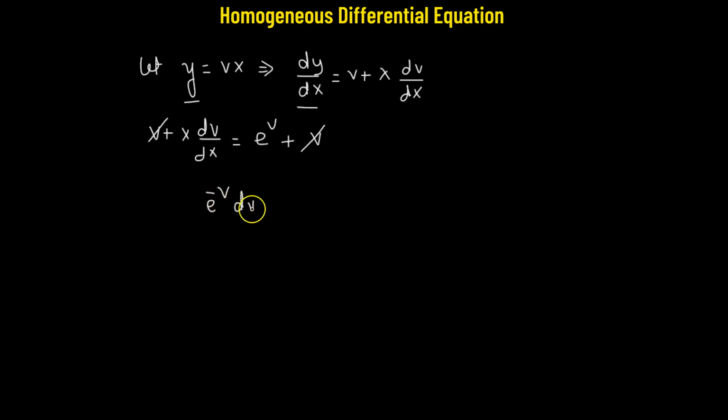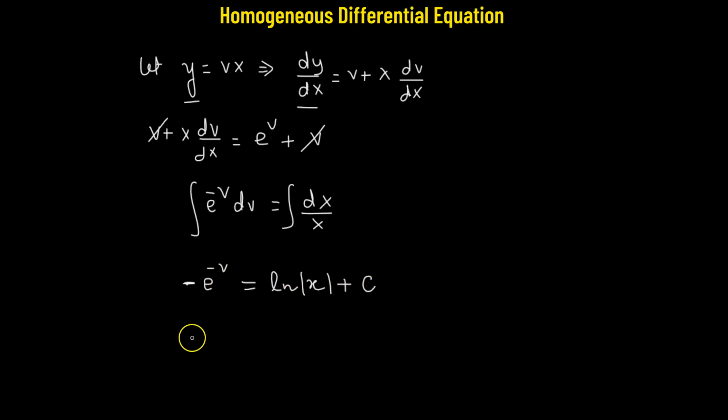So we have e raised to the power of negative v dv equals dx over x. That means we can now integrate both sides. Integration of the exponential function is the function itself, but we have to multiply with a negative, equals the integration of dx over x, which is natural log of x plus the constant of integration c. Now we substitute v with y over x, so this is equals to natural log of x plus c.